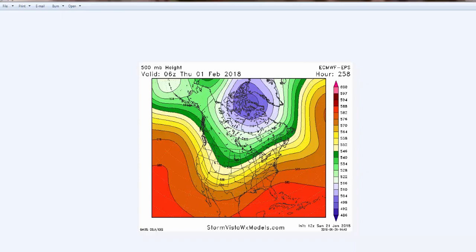The problem is that initially the ridge is here, and that places your trough here, which places another ridge on the East Coast. So while the pattern's trying to change, February 1st, 2nd, 3rd could be pretty mild on the East Coast, especially the southeastern states. Certainly not cold.